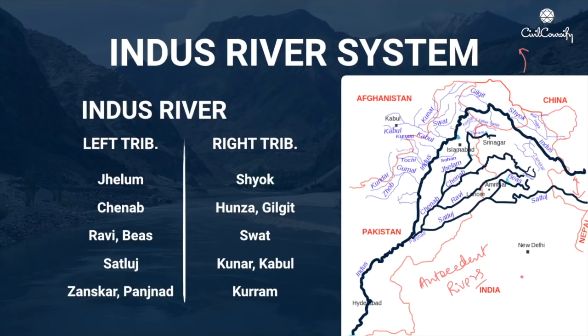And basically antecedent rivers are those rivers which started well before the Himalayas uplifted, and they traverse through the Trans-Himalayas, the greater Himalayas, and they have maintained their flow through ages.